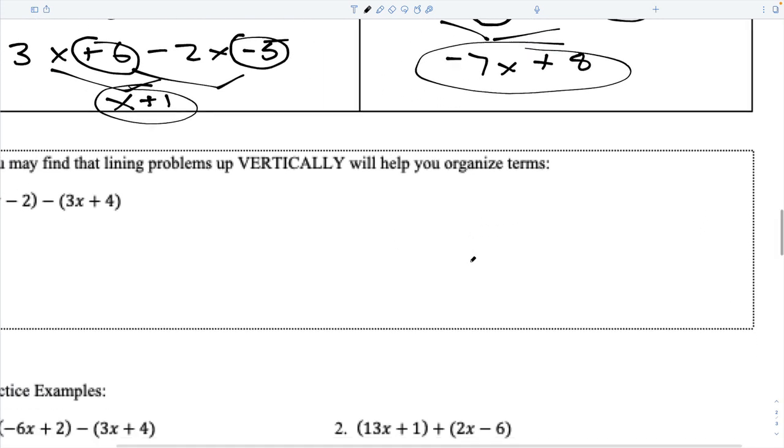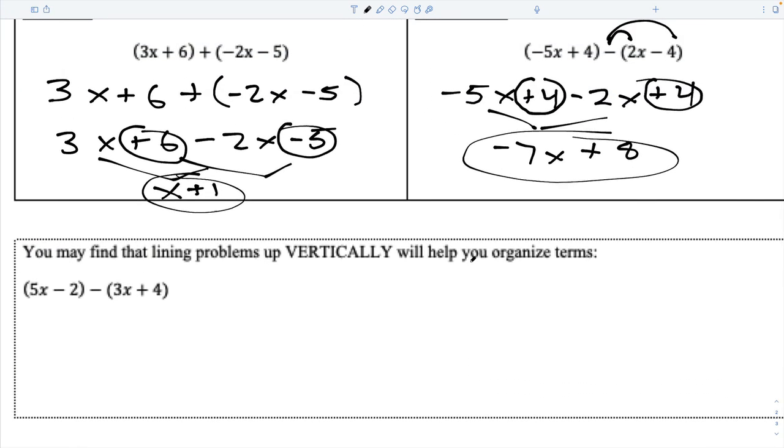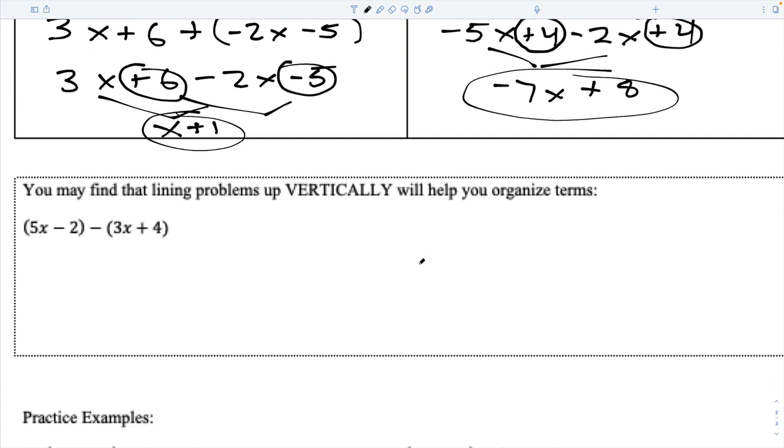So that's one method, and I've used this method of kind of grouping. If you found that you're making some blunders in the homework or it just doesn't really make sense to you, I'm going to give you another option. You may find it helpful to line these up vertically when you organize them. Here's how you might do that. I'm going to rewrite the 5x minus 2 to the side, and then I'm going to distribute the negative.